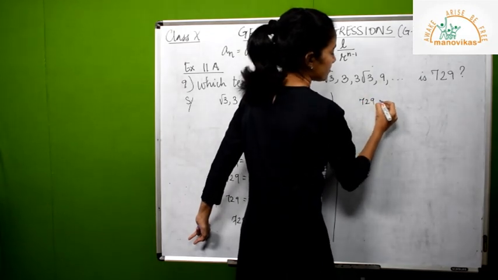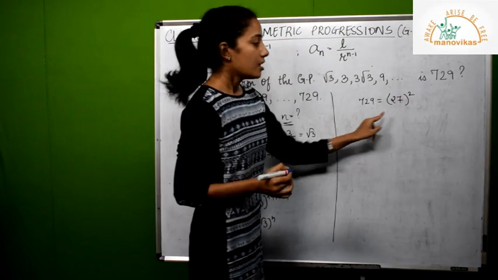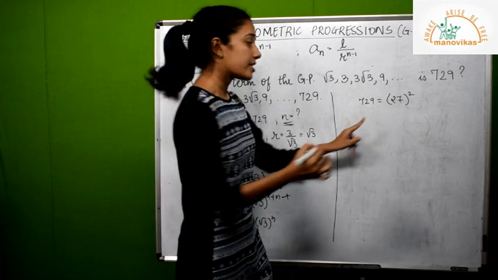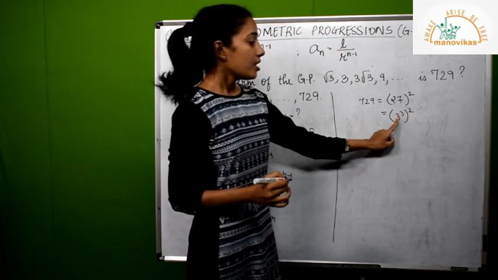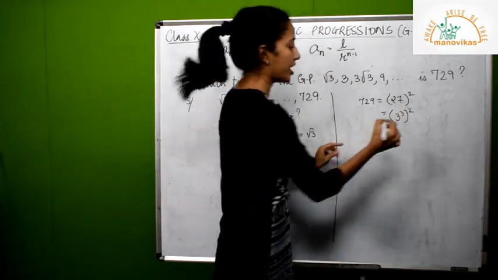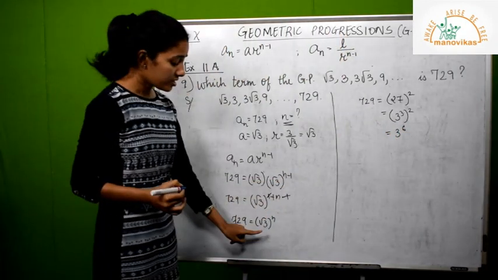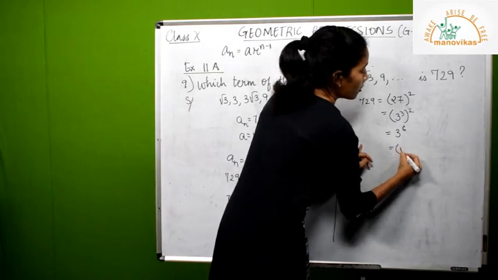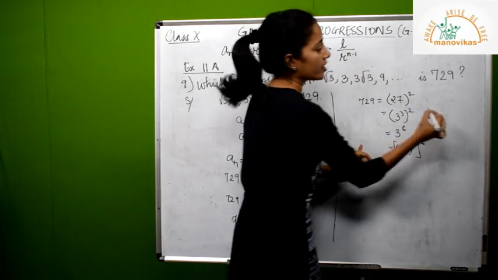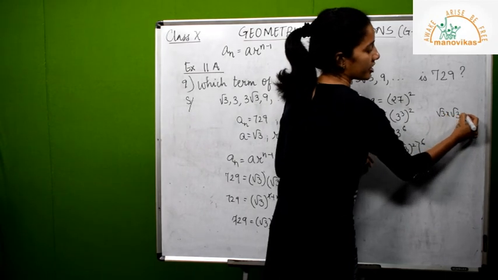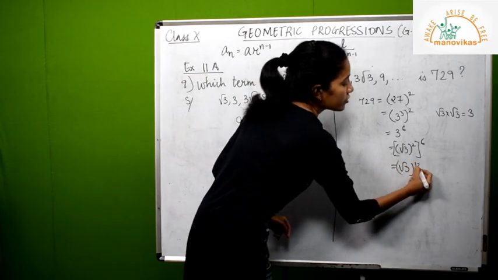Now 729 is nothing but the square of 27. You can again reduce 27 because that is the cube of 3. So 3 cube the whole raised to square. When you have the same base and the indices are multiplied, it will be 3 raised to 6. 3 can again be reduced in terms of root 3 as root 3 the whole square, and the whole raised to 6. Because we know when root 3 is multiplied 2 times, you get 3. So therefore this will be root 3 the whole raised to 12.